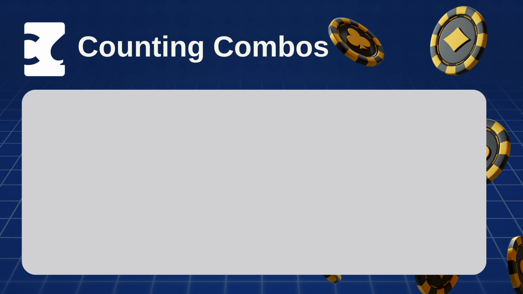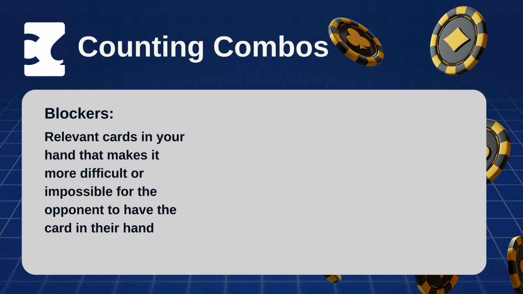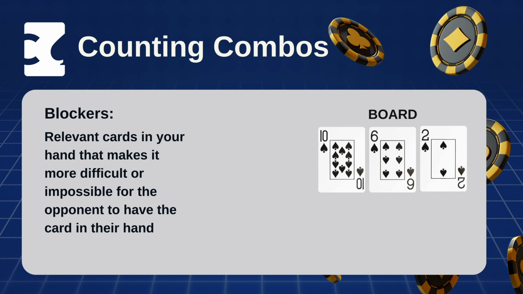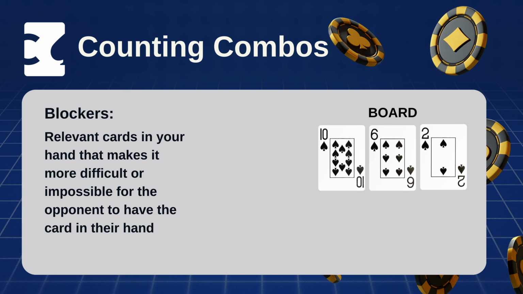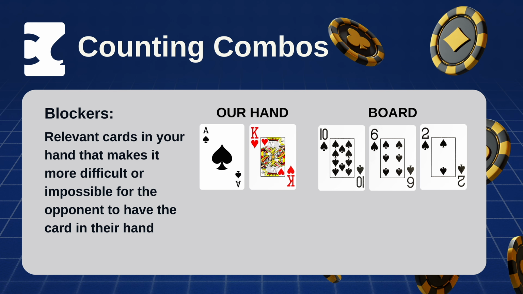Blockers are relevant cards in your hand that make it more difficult, or sometimes impossible, for the opponent to have a card in their hand. When it makes it impossible to have the hand because of our blocker, that is called a full blocker. An example of this is if the board was 10-6-2 all spades and we have the ace of spades, king of hearts. Holding the ace of spades would make it impossible for them to have the nut flush, so we have a full blocker to the nut flush.